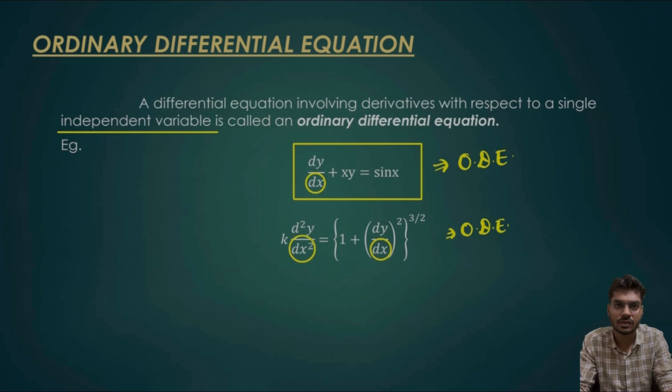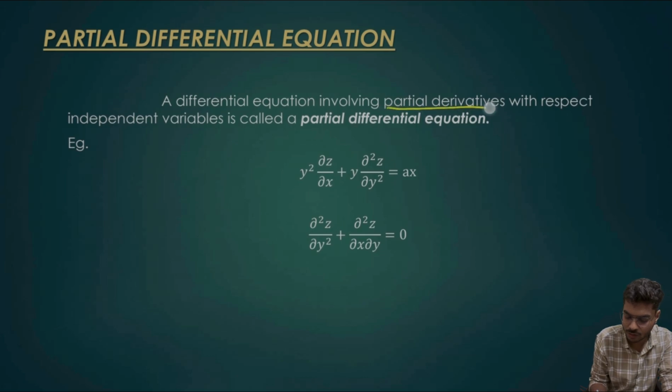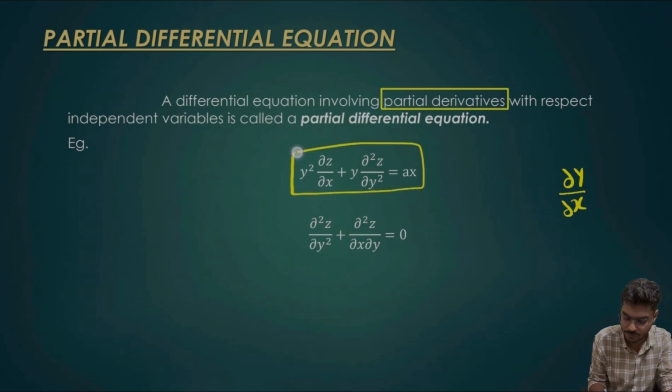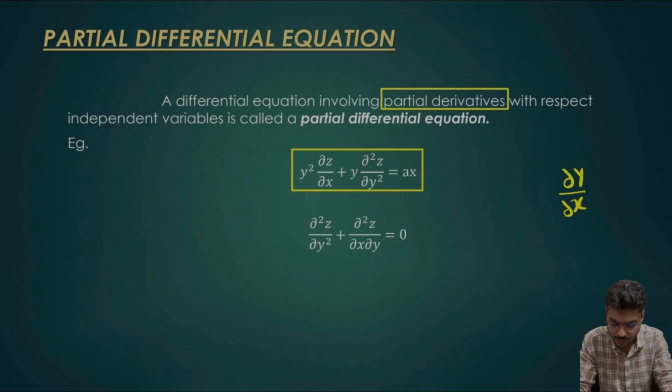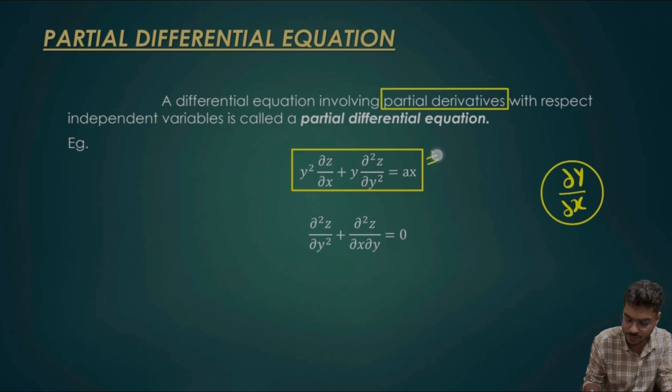So what is a partial differential equation? In the partial differential equation, the equation involves partial derivatives. It means these types of symbols are there: partial differentiation of y with respect to x. As we can see in the first example, do we have a differential equation? Yes, we have a differential equation. What are the symbols? Delta y upon delta x, partial differentiation of y with respect to x. Here we have partial differentiation of z with respect to the two variables. So this is known as a partial differential equation.